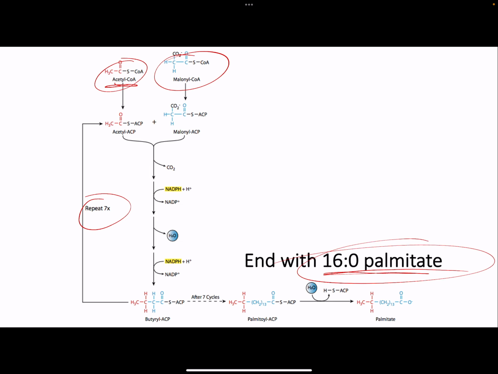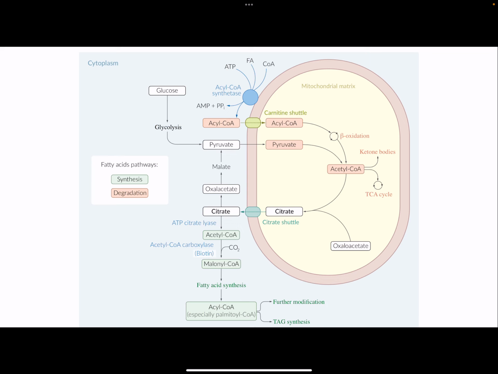I would know mostly we're going to make palmitate, which is a saturated fatty acid. Why? Because there are no double bonds there. 16 carbons long. Pretty much the same thing, right?